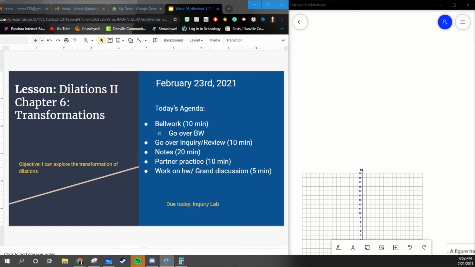Today we're talking about dilations. It's our last transformation we have to learn about, and it's our only transformation that changes the size or the shape of our original pre-image. So let's go ahead and take a look at it. First of all, make sure you understand translations, reflections, and rotations before you move on to this lesson. So let's go ahead and get started on what dilations are.